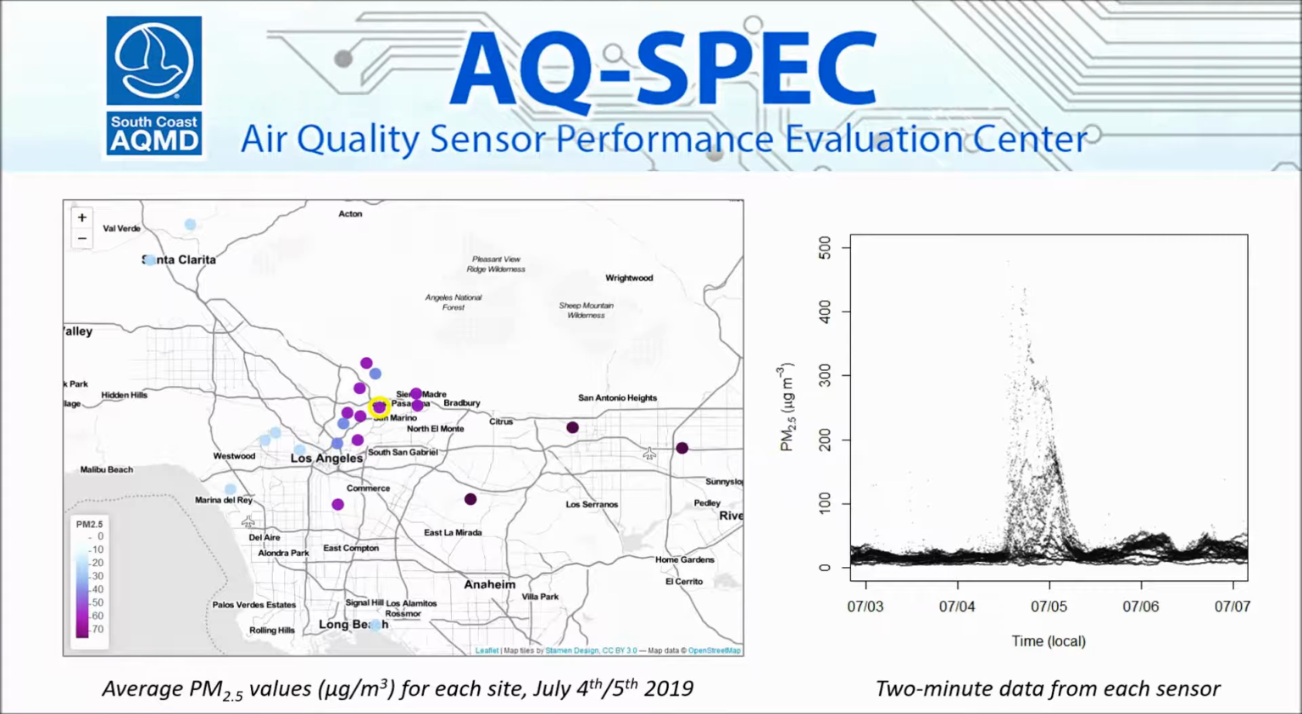And the time series on the right takes advantage of the high time resolution data that we have from the sensors. So this is the raw 2-minute data. And we can see in the evening of the 4th, the levels peak. The emissions hang out overnight, and then they disperse the next day, and levels go back down to what they were before the event.